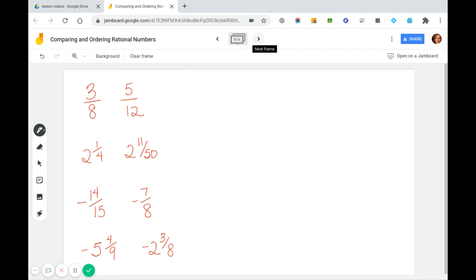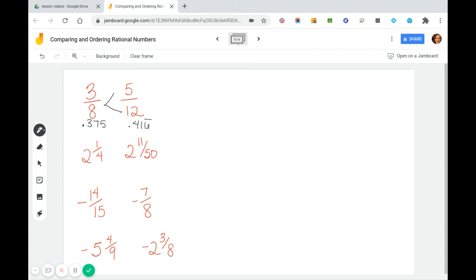So if I'm going to do decimals, I'm going to take 3 divided by 8, and I'm going to get 0.375. 5/12, I'm going to take 5 divided by 12, and I get 0.416 repeating. 0.3 something is smaller than 0.4 something, so the one on the left, again in this problem, is the smaller one. If I want to get common denominators, I know that they both go into 24.